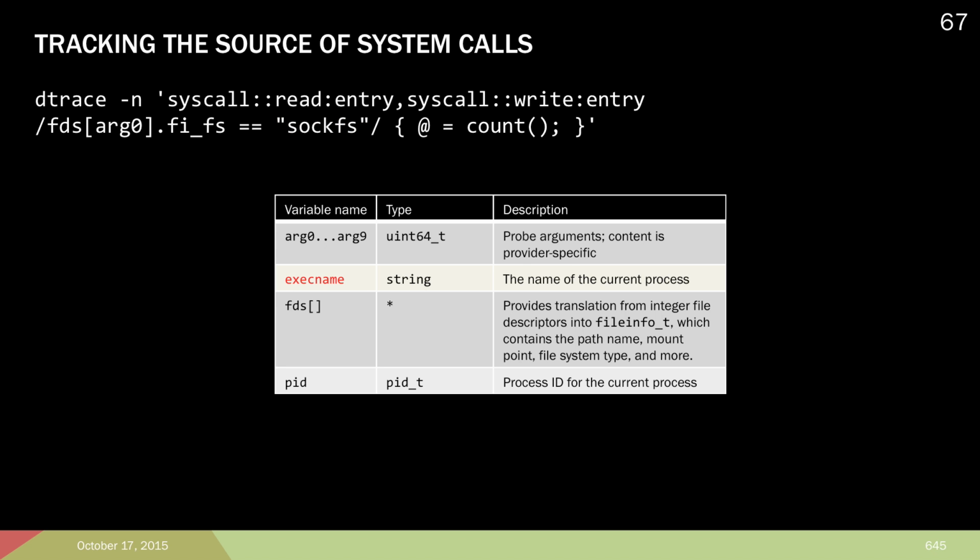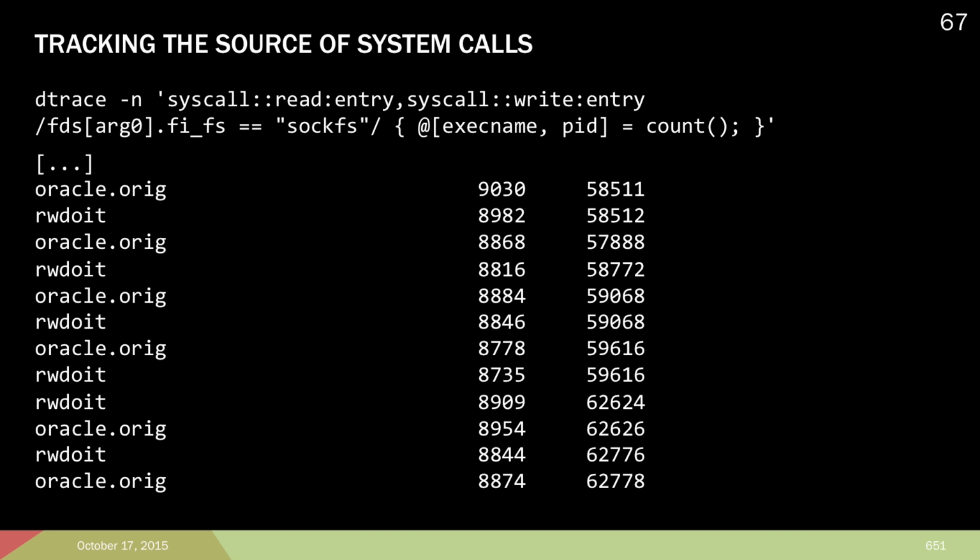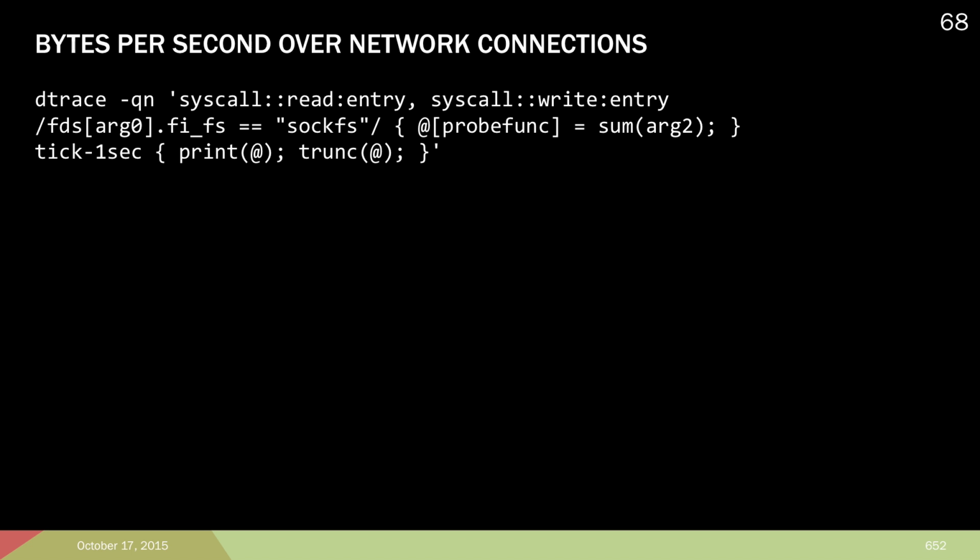Next, let's add execname to see the process names. And because multiple processes can have the same name, let's add PID as well. Okay, let's run this script. The resulting output shows that our Oracle workload processes are generating the network IOs, which accounts for why we see the kernel spending most of its time in network mode.